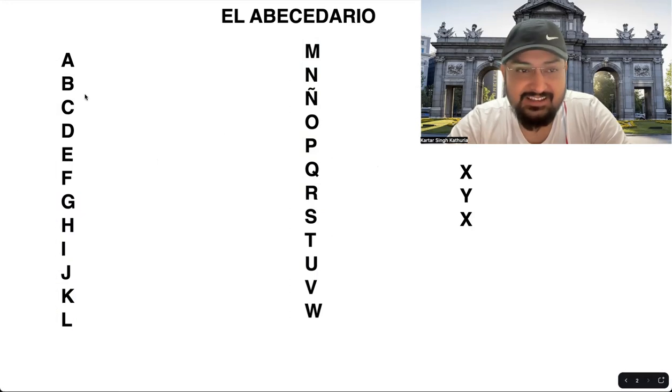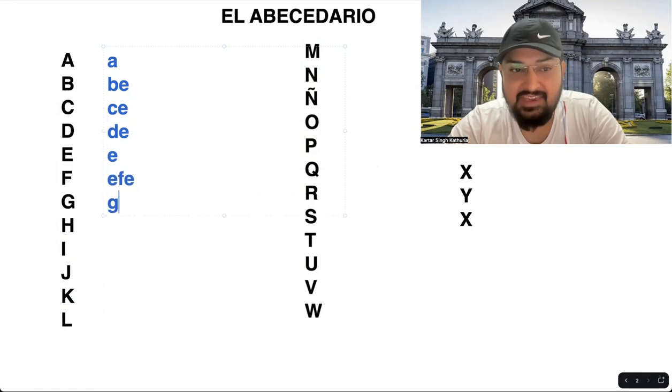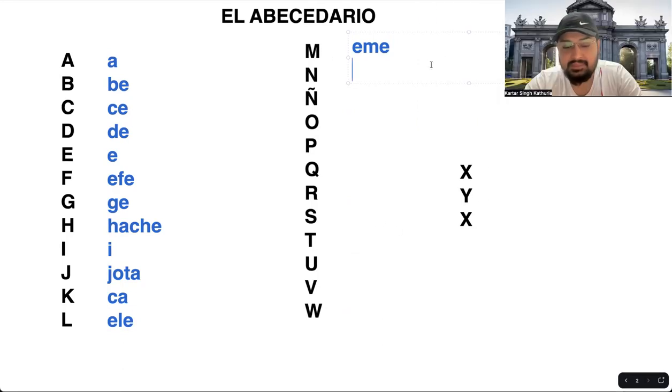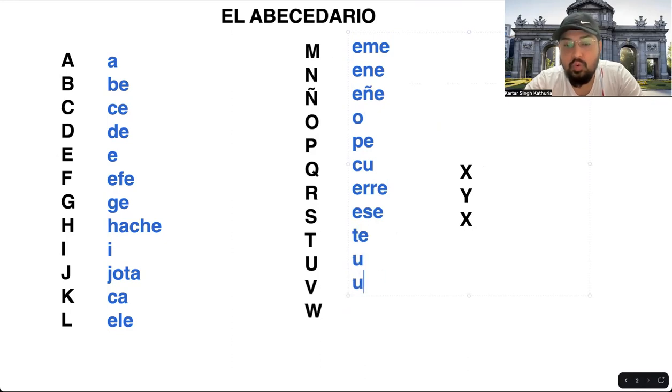However, in Spanish, we call it differently. And we have 27 letters. This is tricky with the R. It's not a plain R, you have to do a rolled R sound.